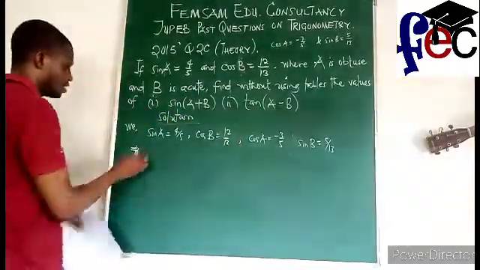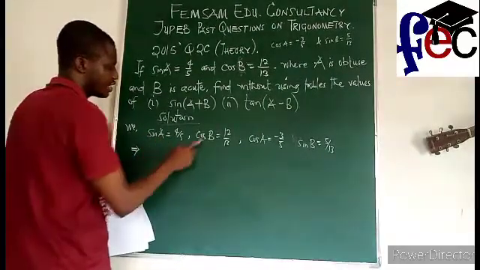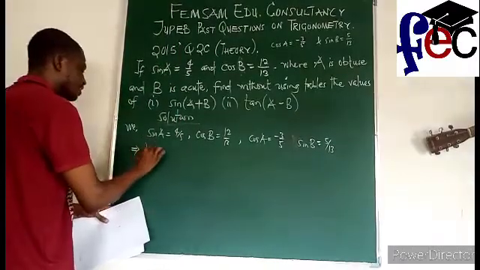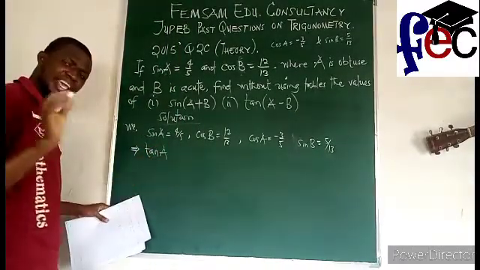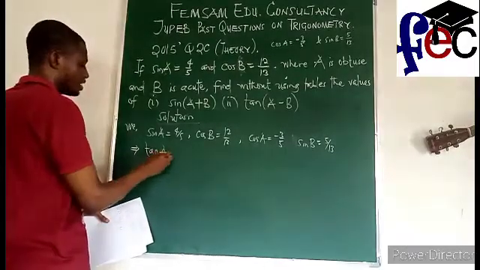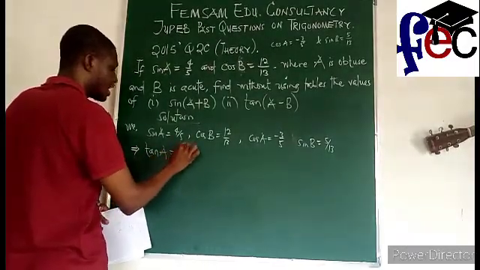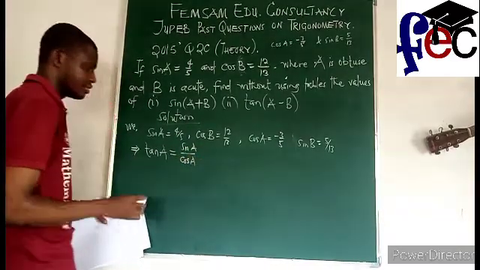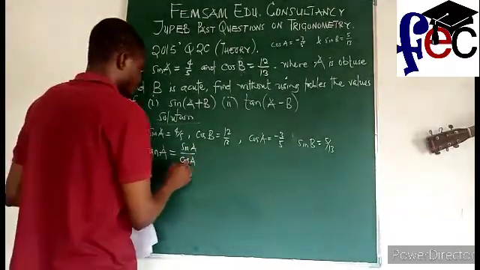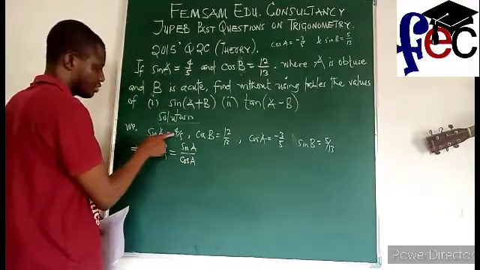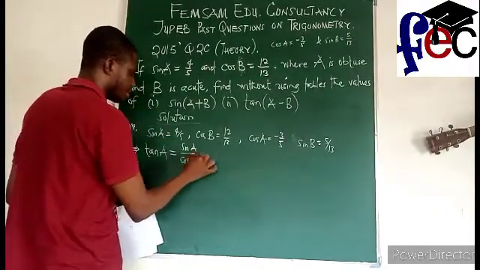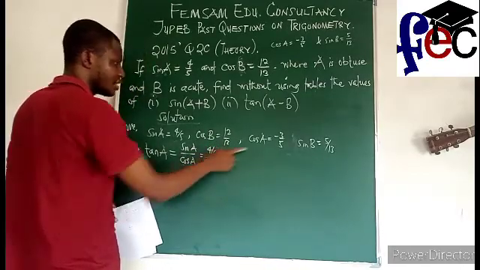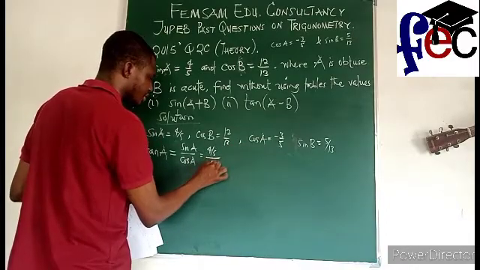But look at it. If sine A is this and cos B is this, cos A is this, sine B is that, what is now tan A? Tan A, by definition, it implies that tan A is equal to sine A over cos A. Right? So what is my sine A? It has been given to be 4 over 5. This is same thing as 4 divided by 5 divided by what's cos A? Cos A is minus 3 over 5.